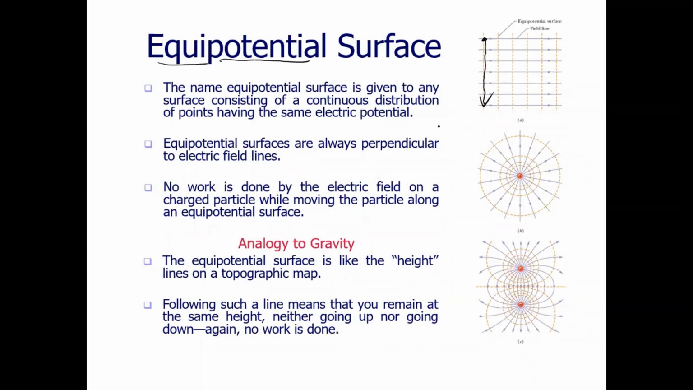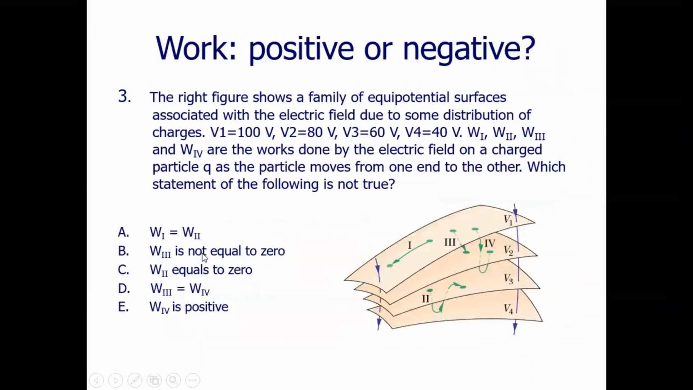Why? Because you know work is equal to the electric field times the displacement, and then times the cosine of the angle between the two. Now you can see that the electric field is in this direction, but the displacement is in this direction. The angle between them is 90 degrees. So the cosine of 90 degrees will be equal to 0. Therefore, the work that is done is equal to 0. So this is a very important concept, that no work is done by the electric field on a charged particle while moving the particle along an equipotential surface.